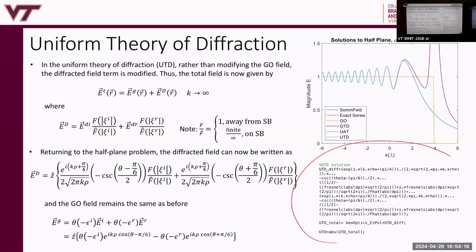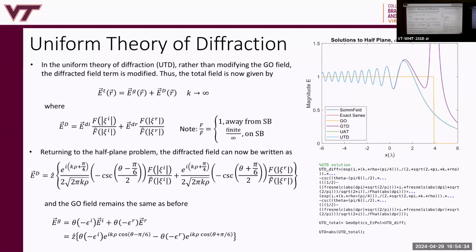Here's the code that you add to that half-plane solution problem code that I gave you, and now we've added UTD, which is the blue. And we see now that we have perfect agreement between the exact Sommerfeld, the exact series, UAT, and UTD. All right? So you can use either one.